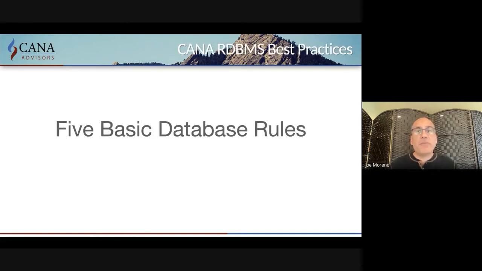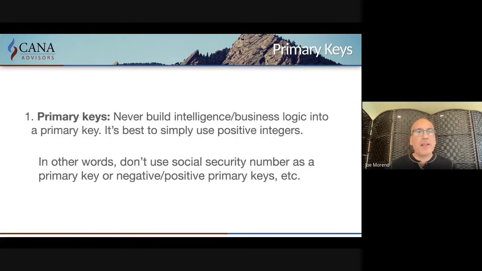Now I'm going to talk about 5 basic database rules that we're going to follow as a best practice when dealing with relational databases at CANA. The first one is primary keys. A primary key should be an integer, just a positive integer, and you never want to build any intelligence or business logic into your primary key. It's simply an artifact of the database.